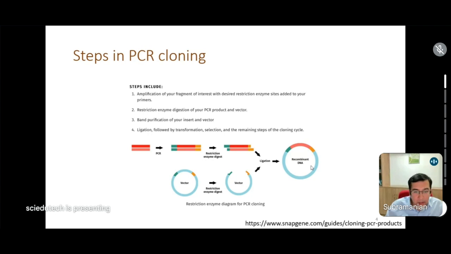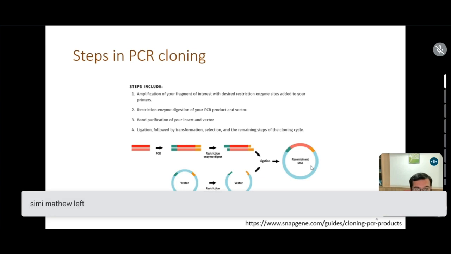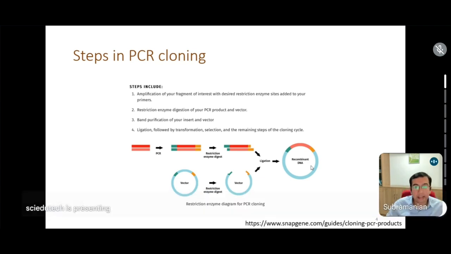So we'll be talking about PCR cloning, and certain steps in PCR cloning. I understand that the PCR topic has already been covered in this Science Dialogue series. So the steps in PCR cloning include amplification of the fragment of interest with desired restriction enzyme sites added to the primer. And then you have the step called restriction digestion, where you digest your PCR product as well as your vector. So what are restriction enzymes?